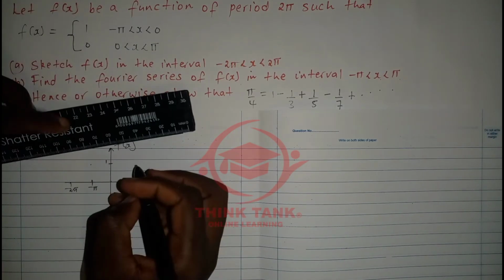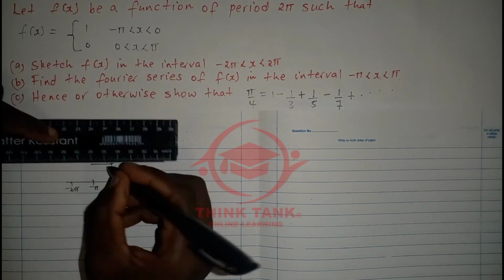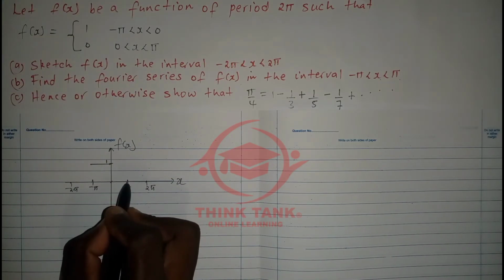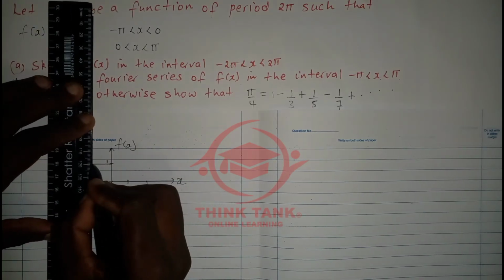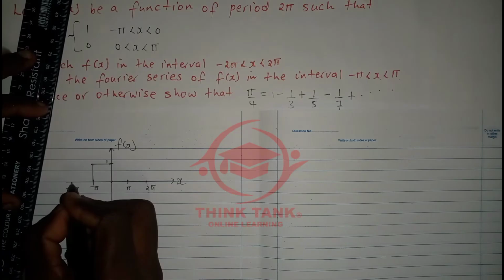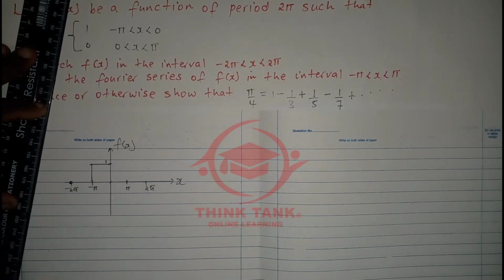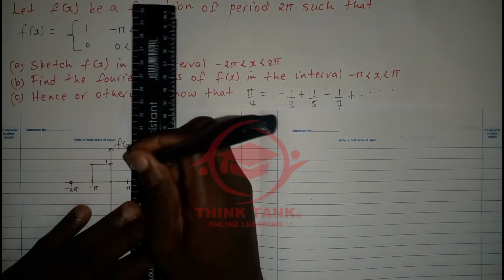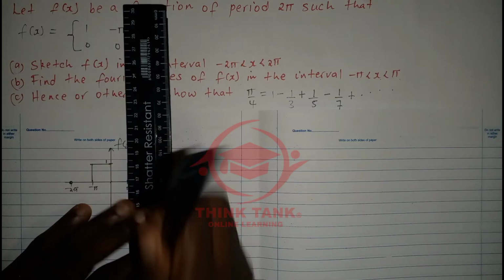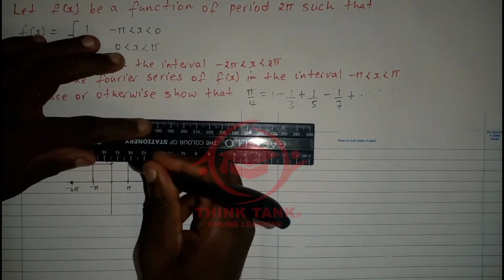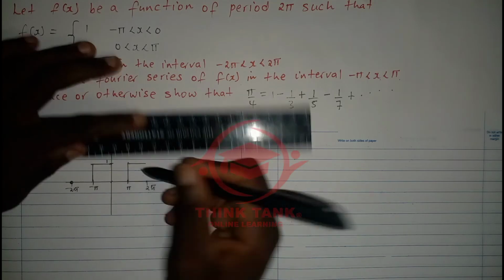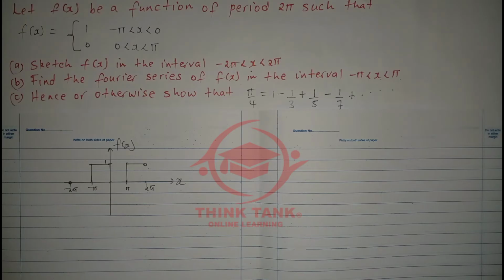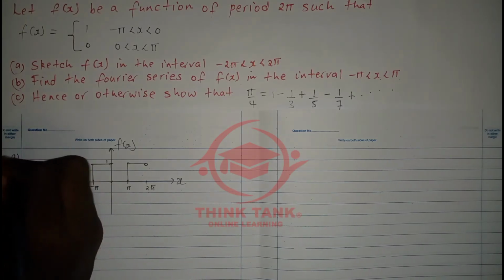From negative pi to 0, it's 1. Then from 0 to positive pi, it's going to be 0. Since it's periodic, it's going to repeat itself, so I'm going to write it here and sketch it up to here. I'm going to write a small circle right here, and not shade it, to show that 2 pi is not included. Right here it's going to come down, so from here it's going to go up to 2 pi. To show that 2 pi is not included, I'm going to write a circle and shade it. For part A, it's done just like that.